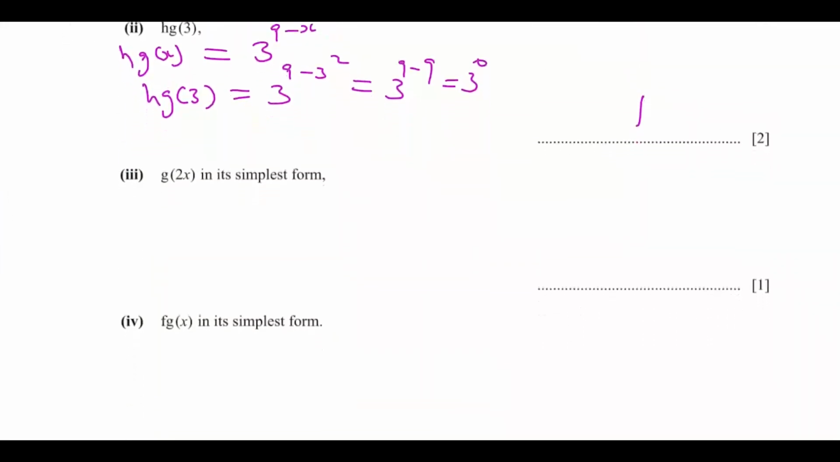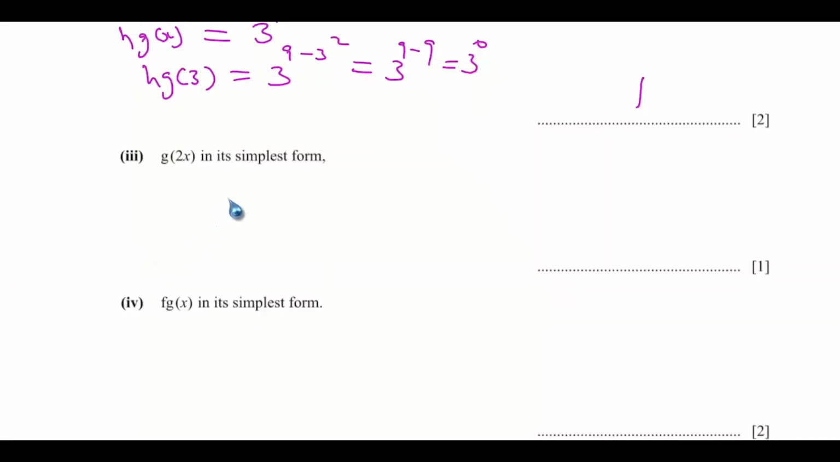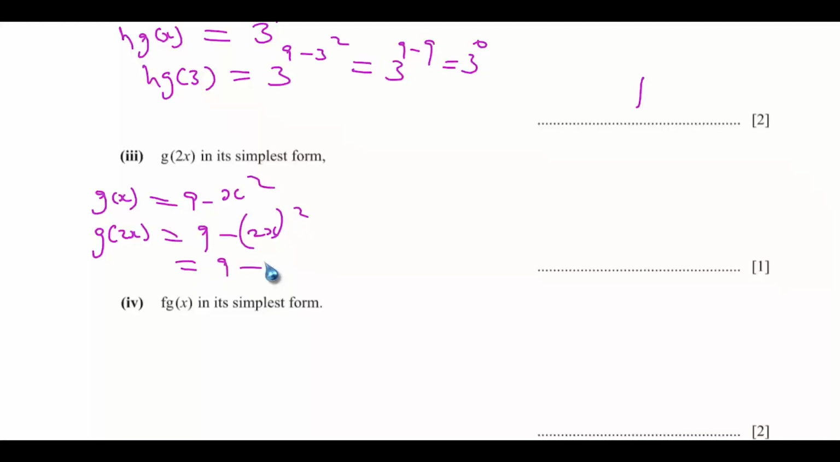So remember, we've got g of 2x in its simplest form. We know that g of x equals 9 minus x squared. Then g of 2x will be, anywhere we see x, we put 2x, so 9 minus 2x, then squared. This will be equal to 9 minus 4x squared, and that is the final answer here.